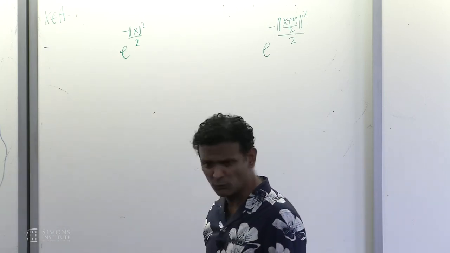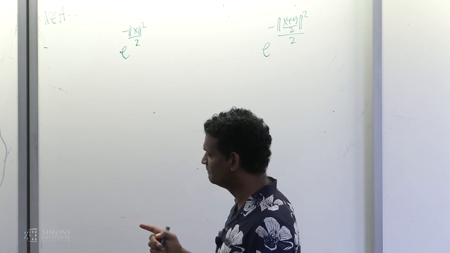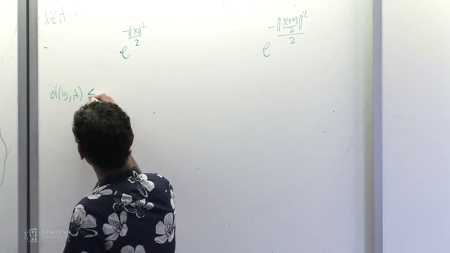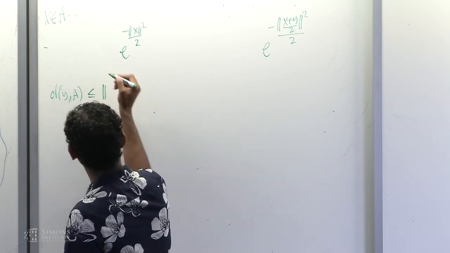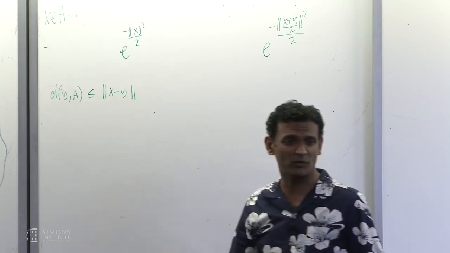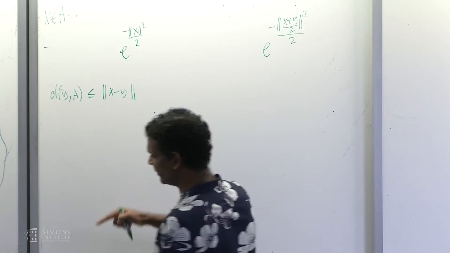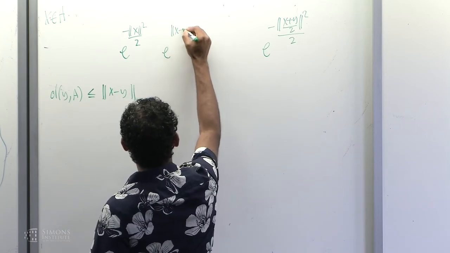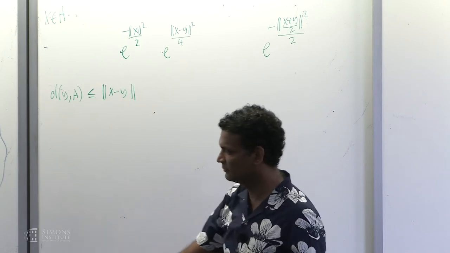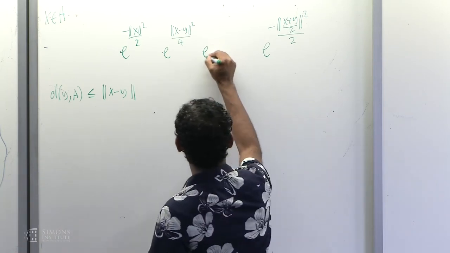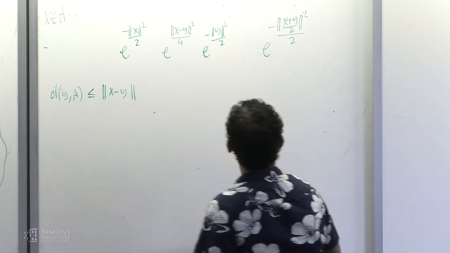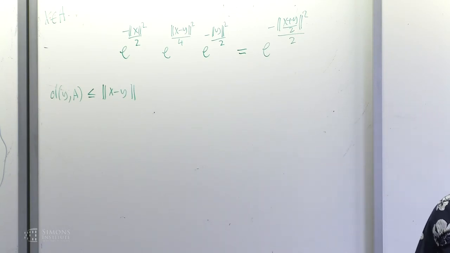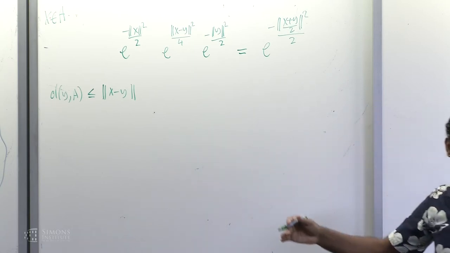Now, g of y. The distance from y to A is certainly less than the length of x minus y, just because x is one of the points in A. That's the only bound we'll use. So if I use that bound here and put here an upper bound on the left-hand side, I get e to the power of |x minus y| squared over 4, for the distance bound, times the Gaussian density at y, which is e to the minus y squared over 2, and now, amazingly, this is an equality. Okay, complete the squares. We'll skip this step. Okay, so it's satisfied and the conclusion is done.